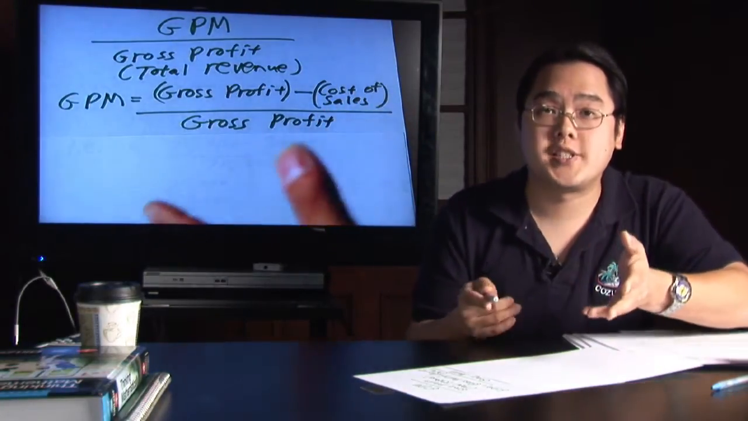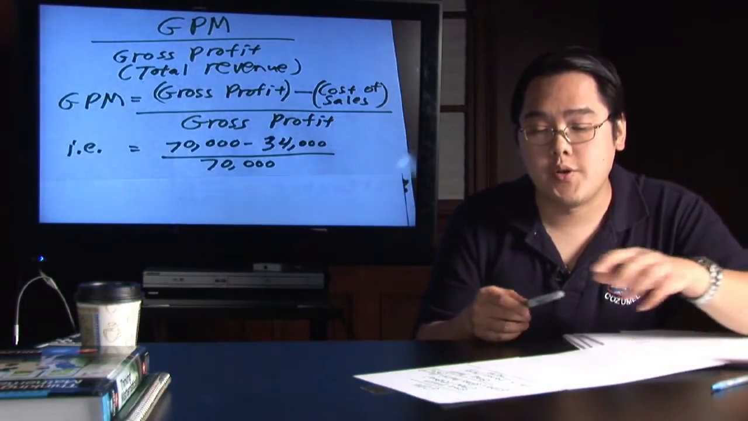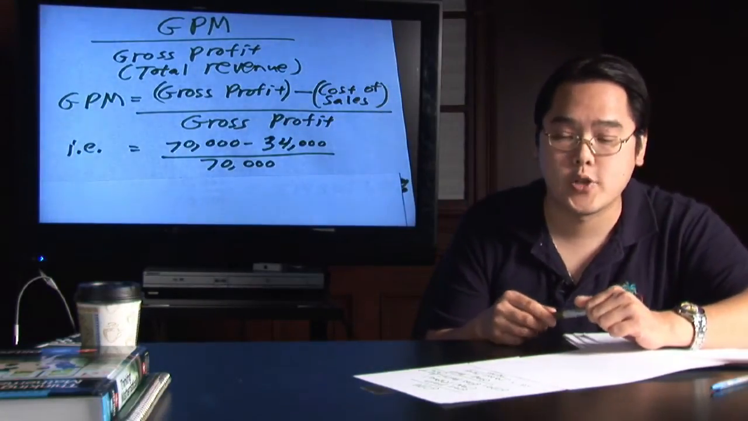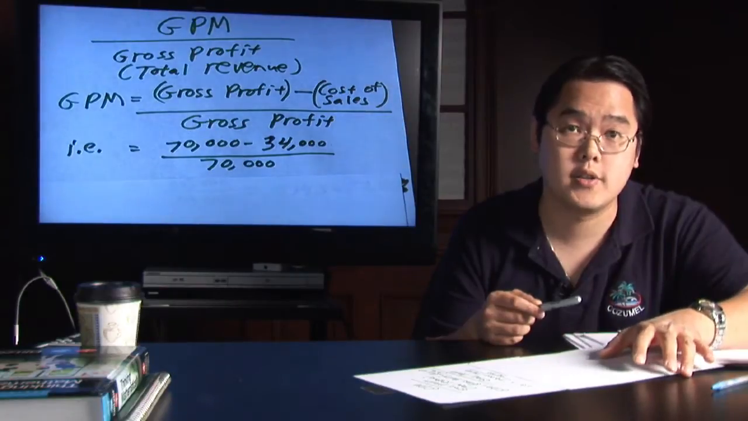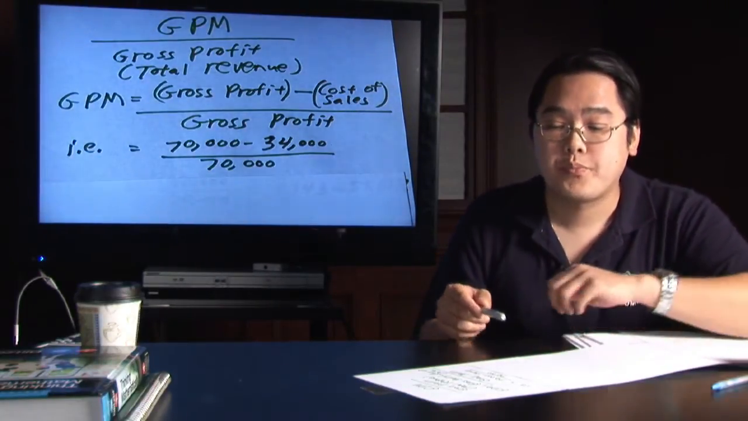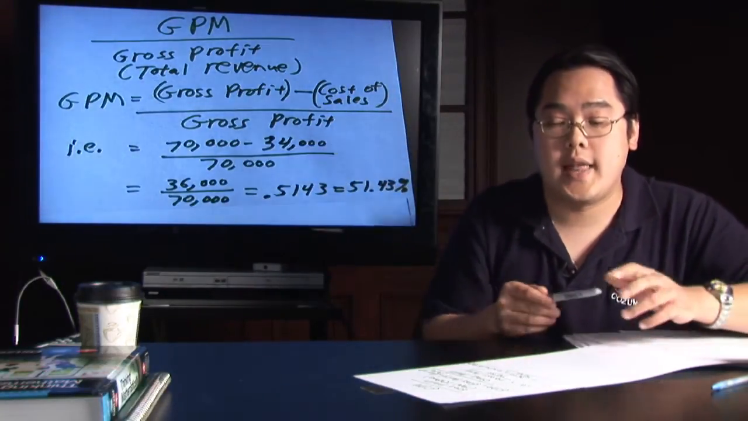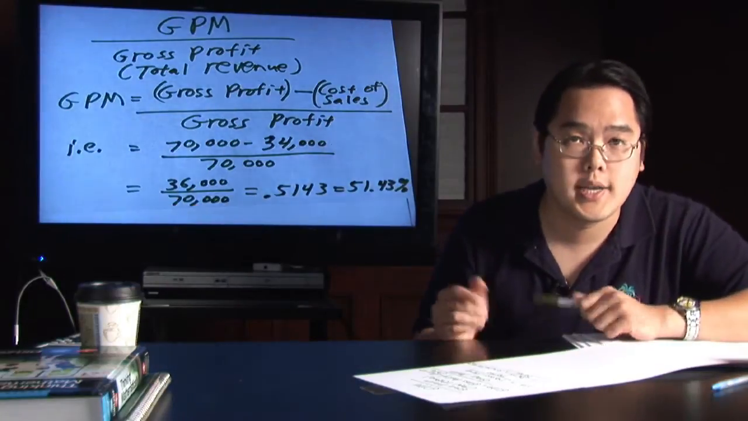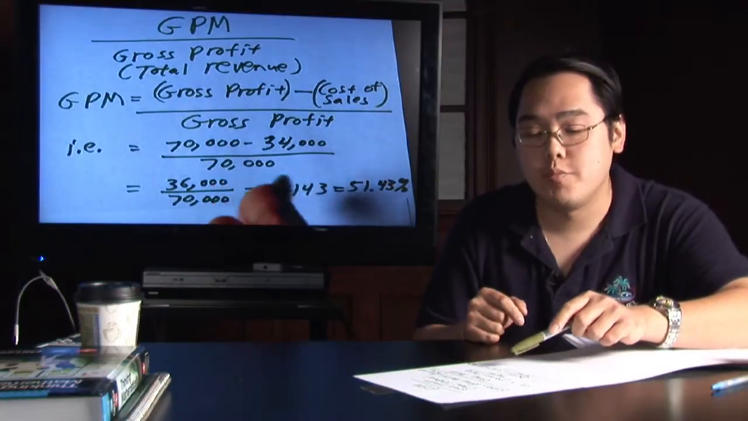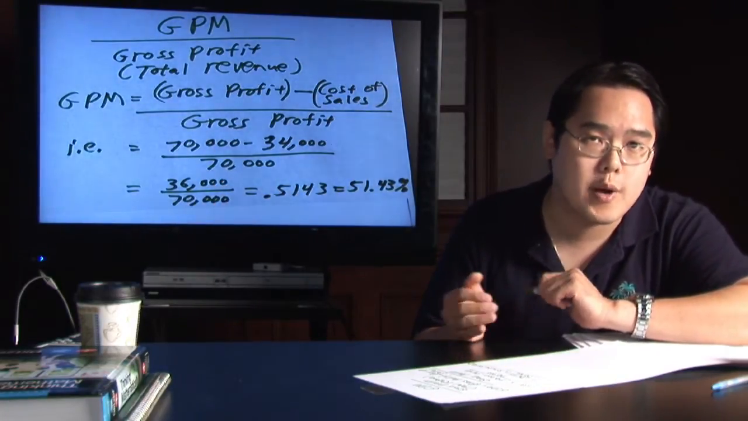Here's an example of how that works. Suppose you have a gross profit of $70,000 and you subtract the total cost of sales for that particular period, let's just say that quarter, $34,000. You subtract those two numbers, you get $36,000, and you divide by $70,000 on your calculator. When you plug it in and divide, you get approximately 0.5143.